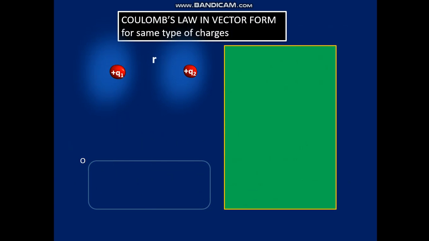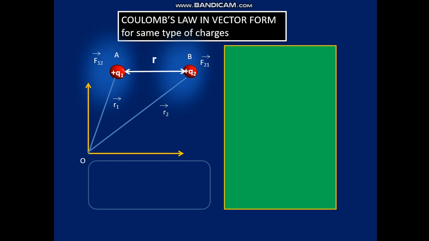So we now have two charges of the same type, q1 and q2, and the distance between them is r. We put them in a coordinate system with O as the origin. Then r1 is the position of q1 and r2 is the position of q2. So you have two forces, F12 and F21. The force on charge q1 due to q2 is given by F12 equal to q1 q2 upon 4 pi epsilon, |r1 minus r2| the whole squared.